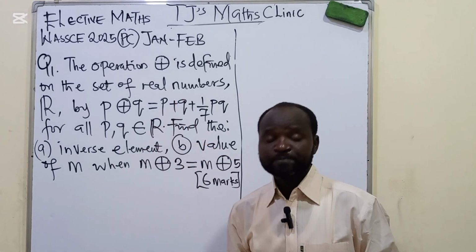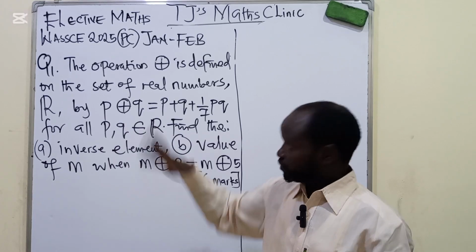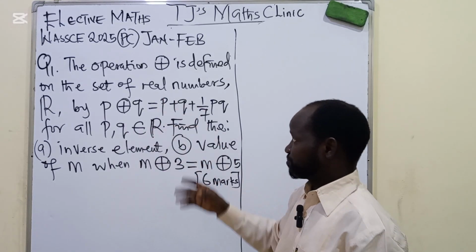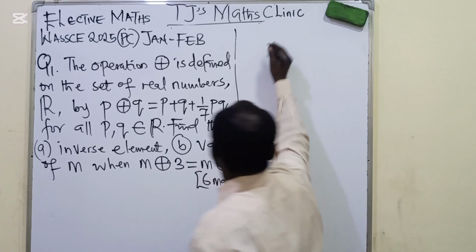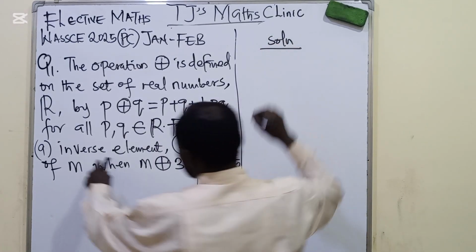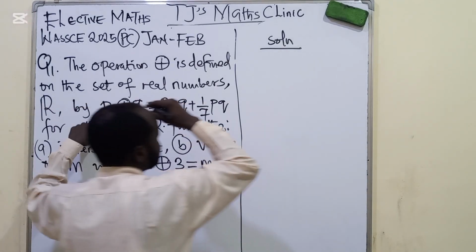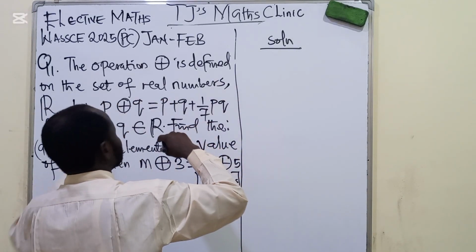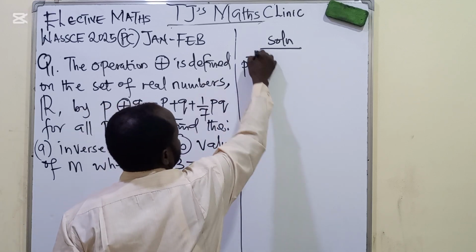First thing to do is to identify which topic this question is from. Of course, this is from binary operation. Let's look at how we can solve this. Let's write down the solution. We are asked to find the inverse element of this operation, and the inverse element of this operation will be P inverse.